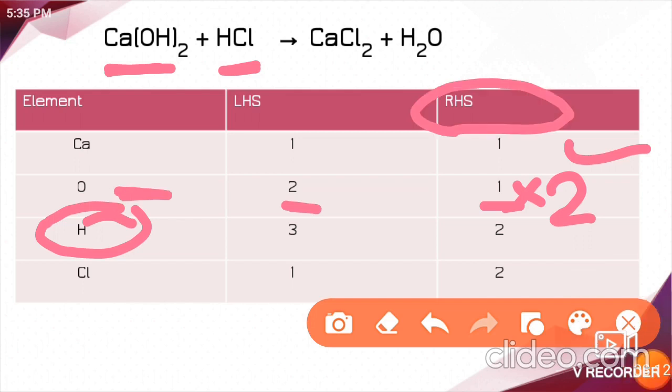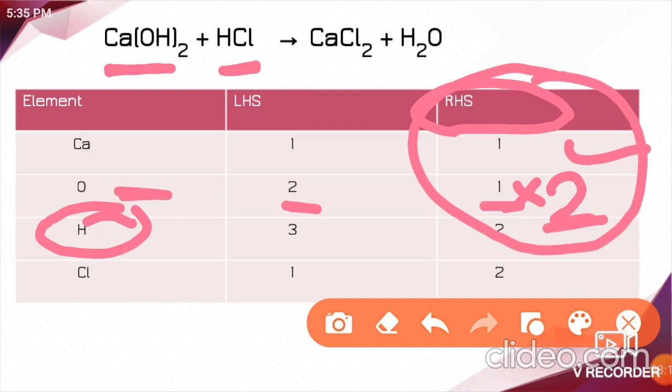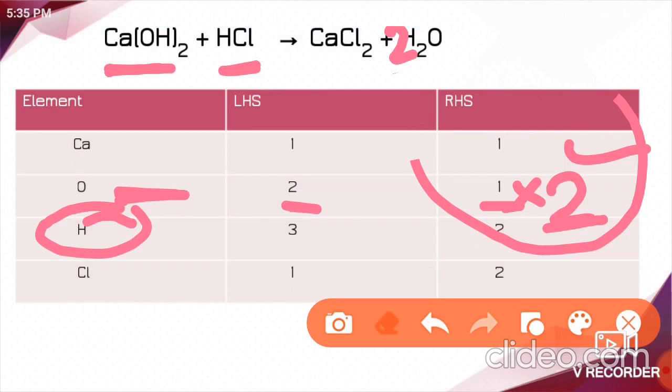So where did you multiply 2? In the product side, right? To what did you multiply? To oxygen. So where is the oxygen present in the product? Here it is present, in the formula of water. There you write the 2. With the formula of water, write the 2. Got it? Understood? Any doubt here?